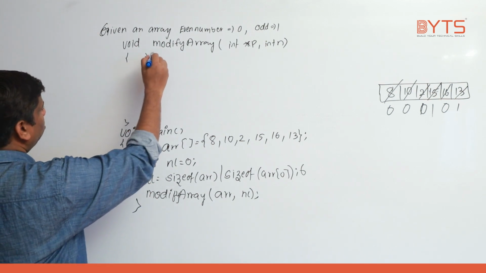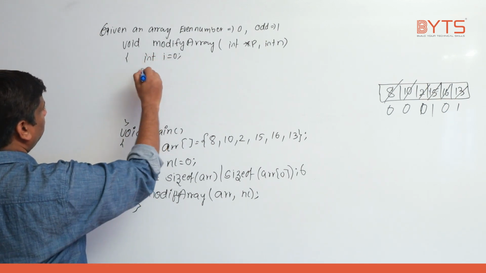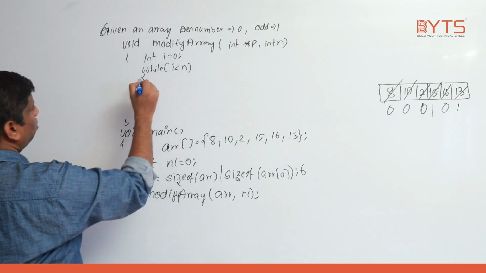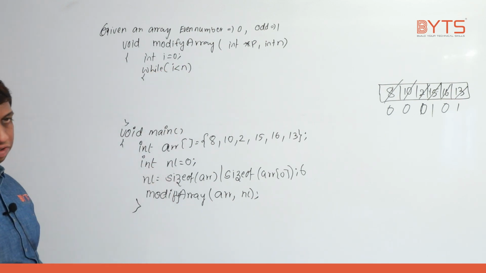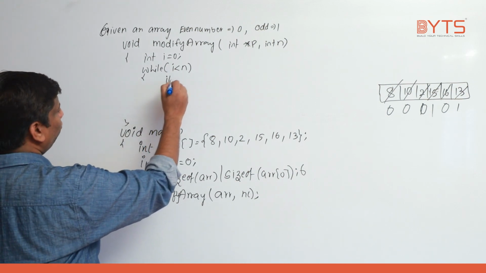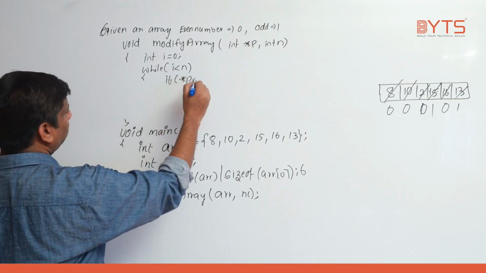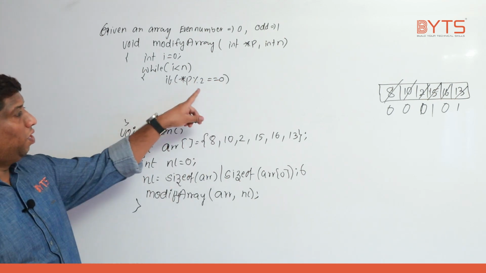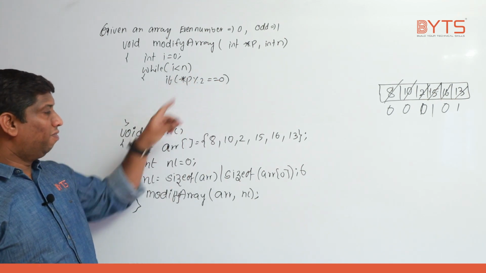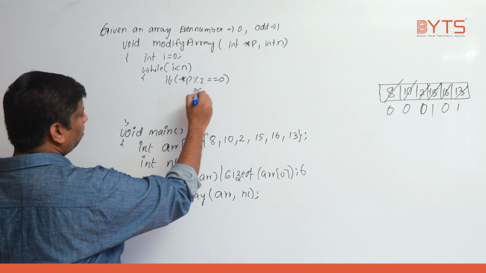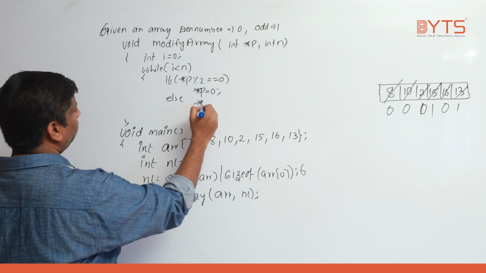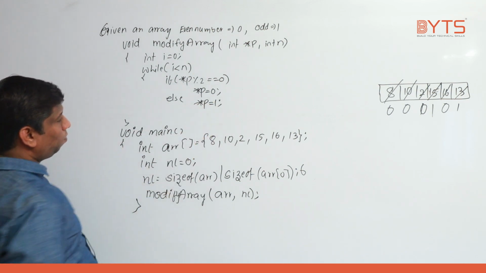Initially, i value will be how much? 0. Next, what can you do? While i less than n. So we need to repeat the loop 6 times, right? Next, if star p mod 2 equal to 0. If this condition is true, what is the meaning? The number is an even number. Then what can I do? Star p equal to 0, else star p equal to 1.